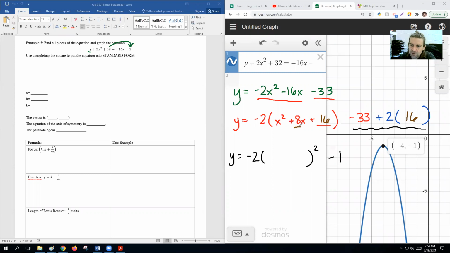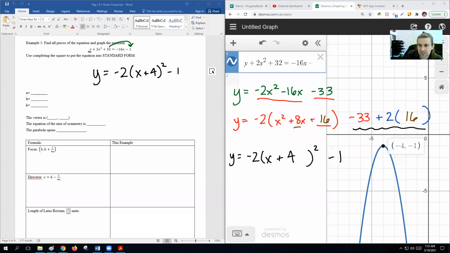Okay. And then what's going on over here? This is going to be x. The symbol stays the same in the middle, and all we have to do is take the middle number and cut it in half. 8 cut in half is 4. Okay, so there is our equation. y equals negative 2 times x plus 4 squared minus 1.